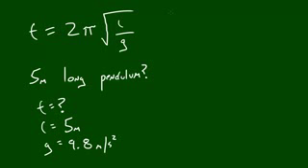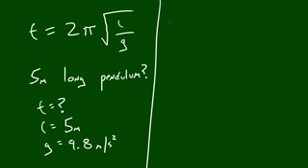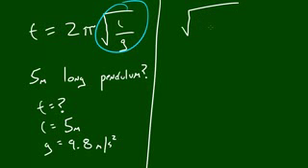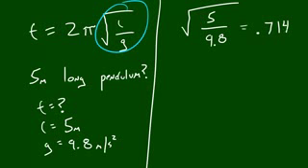So if we want to go ahead and calculate this, what would you do? Well, really the only thing we need to figure out right now is this right here, L and G. So the square root of L, which is 5, and G, which is 9.8: first you do 5 over 9.8, and then you take the square root of that, and you find that this is equal to 0.714. So that's what this is in the blue circle.